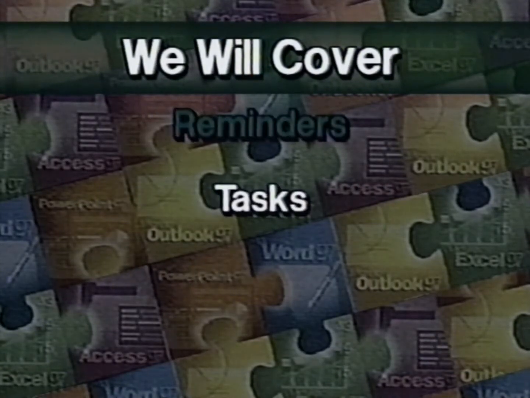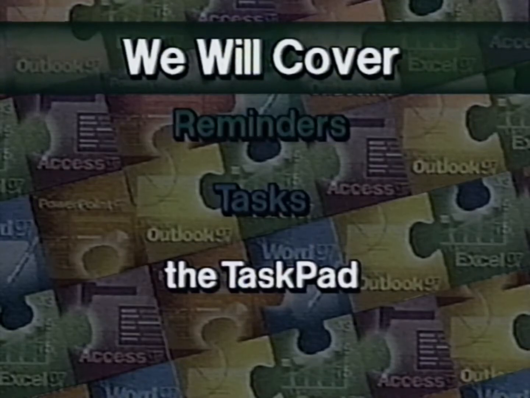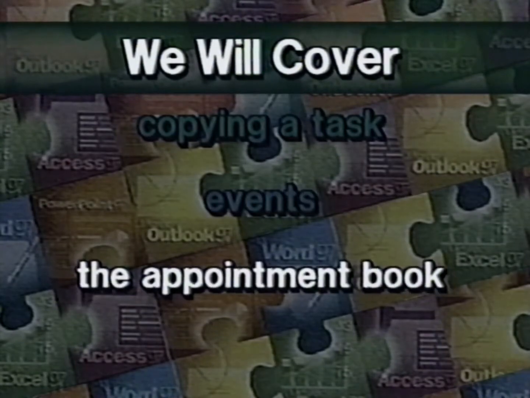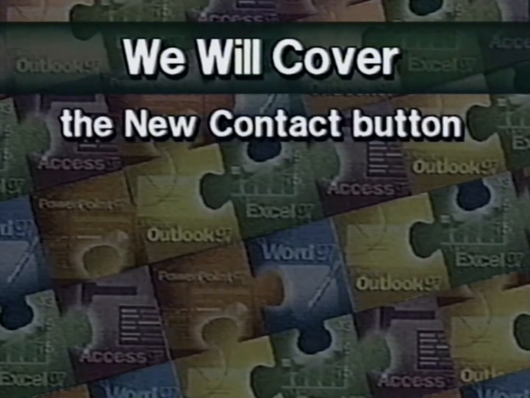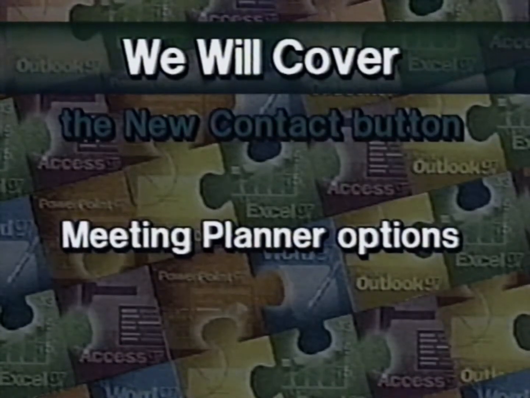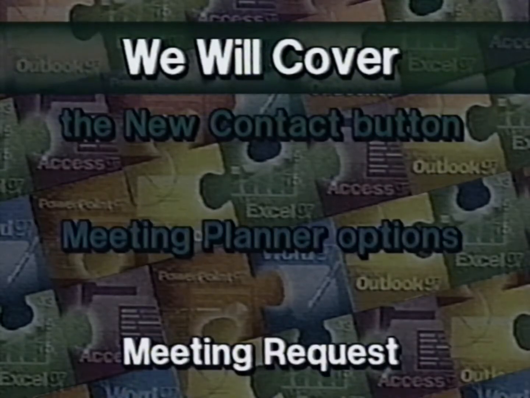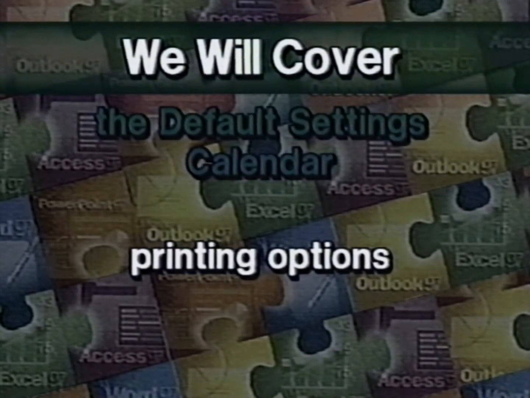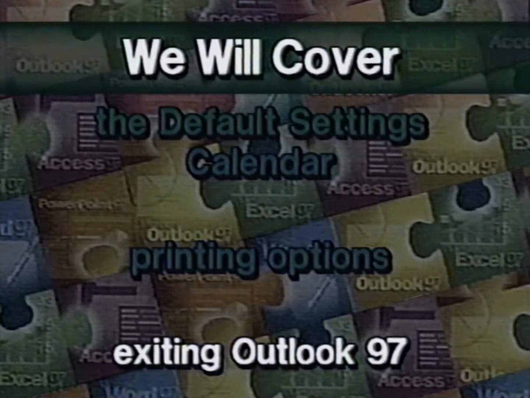Then we'll work with tasks and the task pad. We'll discuss recurring tasks, then copy a task from the task pad to the appointment book. Next, we'll work with events, learning how to insert a new event and talk about new annual events and the appointment book. We'll use the Contact and New Contact button. We'll discuss some of the options in the Meeting Planner section and learn to schedule a meeting using Meeting Request. Finally, we'll learn to customize the default settings calendar, examine printing options, and how to quit the Outlook97 program.